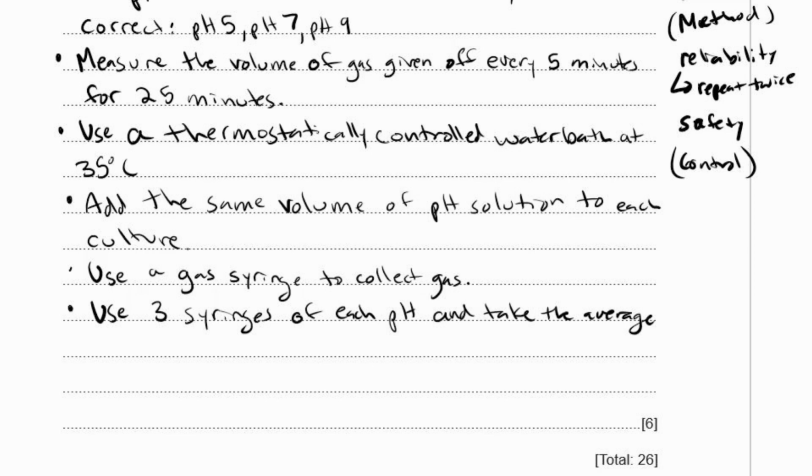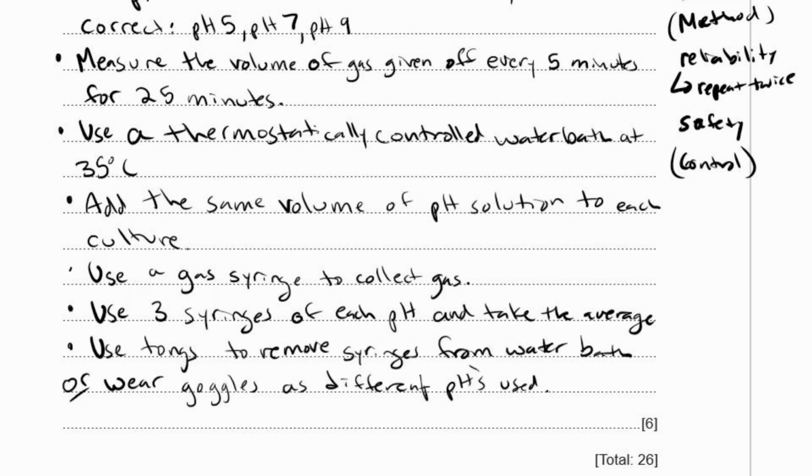All right, and finally we can talk about safety. Okay, so you can say use tongs to remove syringes from the water bath. However, it was only at 35 degrees Celsius. It's probably not that dangerous. Or you could say to wear goggles as different pHs are used. You'll only ever really get 1 mark for safety, but that's a mark.